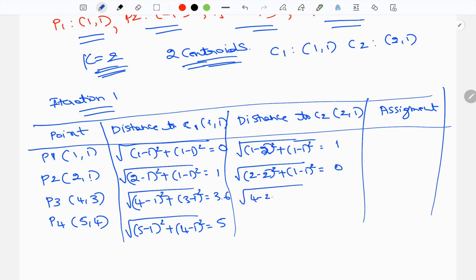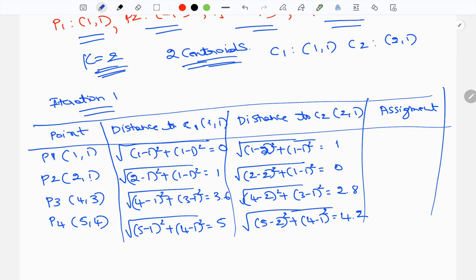Similarly, (4 minus 2) whole square plus (3 minus 1) whole square, which is 4 minus 2 is 2 square 4, plus 2 square 4, square root of 4 plus 4, so somewhere we get 2.8 something. Again we have (x2 minus x1) whole square plus (y2 minus y1) whole square, that is (5 minus 2) whole square plus (4 minus 1) whole square, which is 3 square 9 plus 3 square 9, so that is the square root of 18. Roughly I think we'll get this one as 4.2.